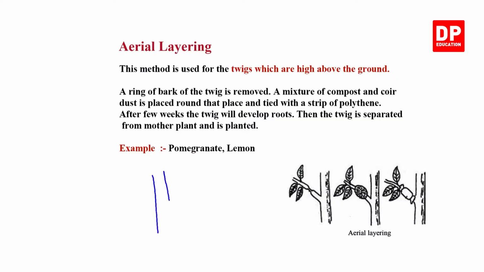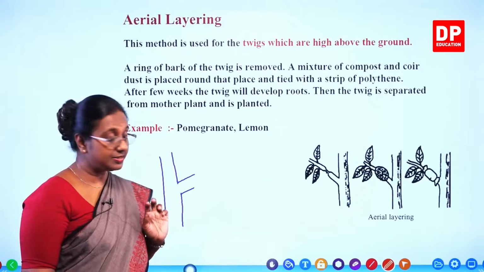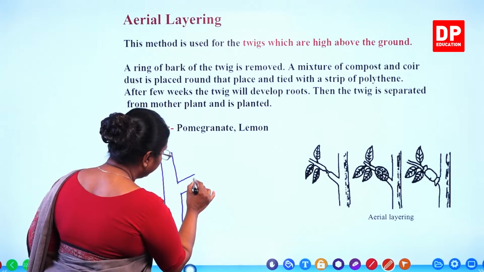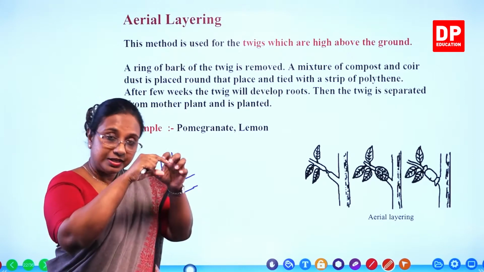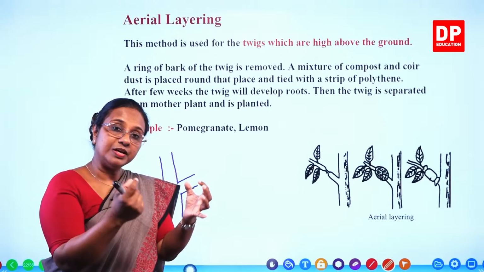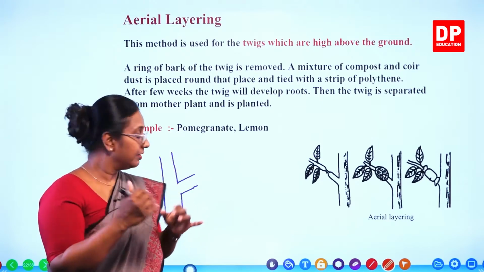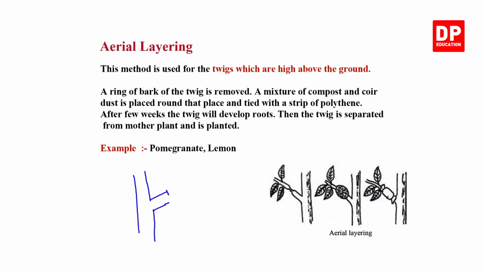We have the mother plant. Again, we select a twig. A healthy plant is selected. From that you select a twig again without tender leaves, fruits or flowers, and then you remove a bark like a ring. Again, like earlier, you remove the bark. So, like a ring. So, here we remove the bark. So, this is how the twig is going to be.